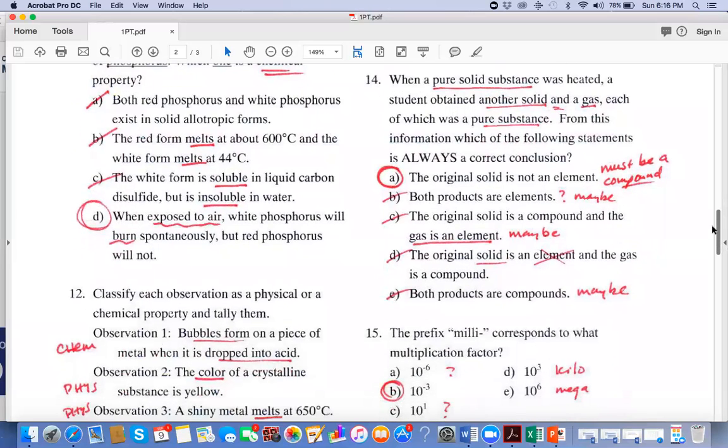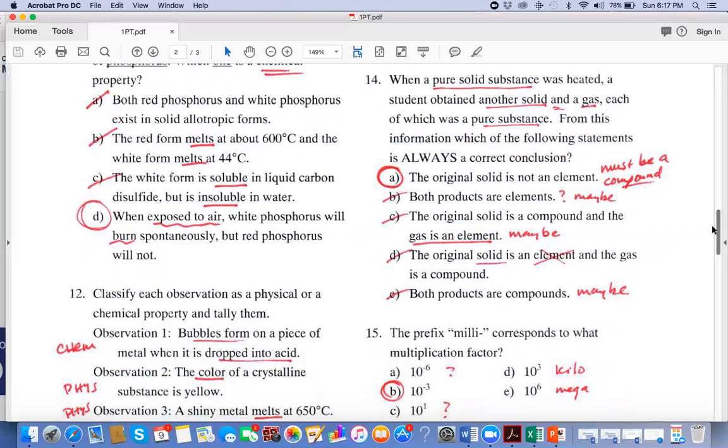When a pure solid substance is heated, a student obtained another solid and a gas, each of which was a pure substance. From this information, which of the following statements is always correct? The original solid is not an element. It must be a compound. So A is always correct.